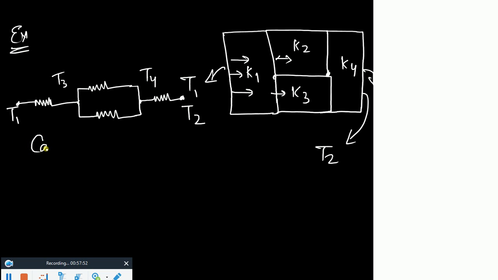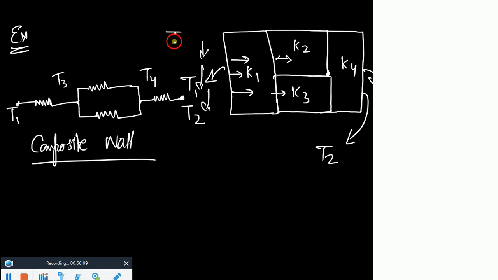So this is a topic given as composite wall in your book. Okay. Now similarly, even with this complex system, if I add convection over there and you have T infinity, what do you need to do?